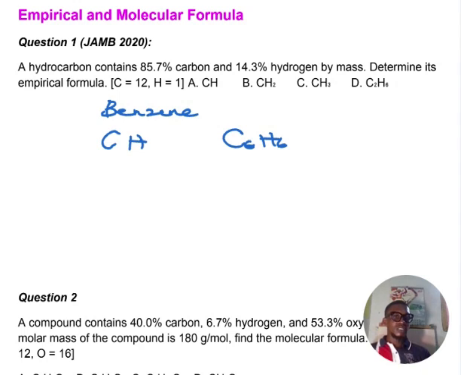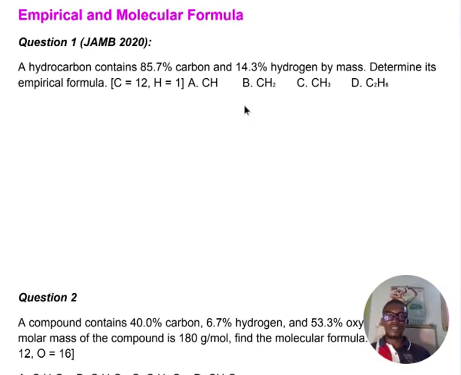Now let's see how to determine the empirical formula of a compound. If you're given a question and you're asked to determine the empirical formula, it's very easy. You just follow 2 steps. I'm going to illustrate these steps using some examples. Question 1 says, a hydrocarbon contains 85.7% carbon, 14.3% hydrogen by mass. Determine its empirical formula. Now, this percentage you are given is the percentage composition of carbon and hydrogen in the hydrocarbon.